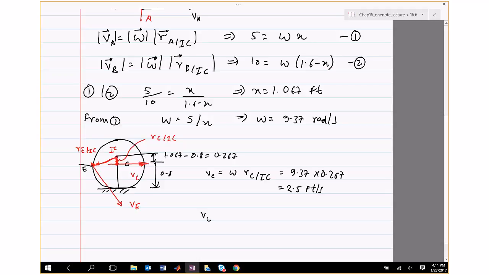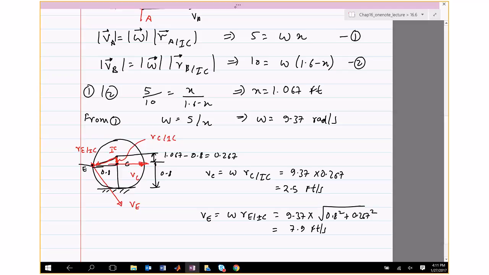Okay, if you want to find the velocity of E, it's omega times RE with respect to IC. Omega is 9.37, and the distance from the IC can be found from the fact that it's the hypotenuse. It's going to be the square of this distance, which is 0.8, or the radius squared, plus 0.267 squared. Yeah, so if you do this math, it comes out to be 7.9 feet per second. So that's the answer.